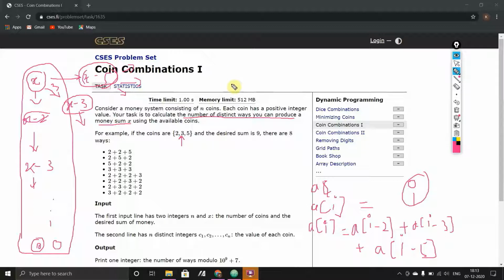But when we are trying to find the recursive algorithm, we always assume that these values are already calculated and stored. So calculation of A of I is a very straightforward thing using this recursive algorithm. Now let's look at the code.